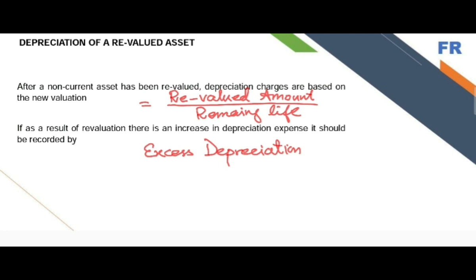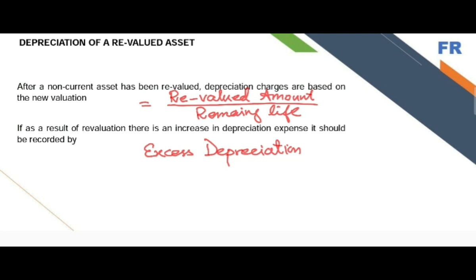Now it depends on the company's policy. The policy most often given to us in the question is that the excess depreciation should be transferred to retained earnings on a yearly basis. Or the wording may be different, that the excess depreciation would be transferred to retained earnings as the asset is used.